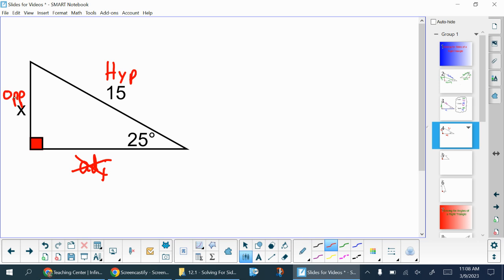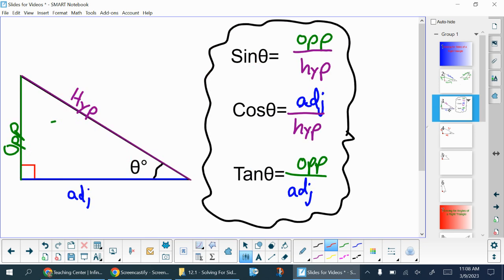And from here, if I know that I'm worrying about the opposite, I don't know the opposite, and I know the hypotenuse, well, the one that's got opposite and hypotenuse in it is the sine. So I'm going to set up an equation that looks like this.